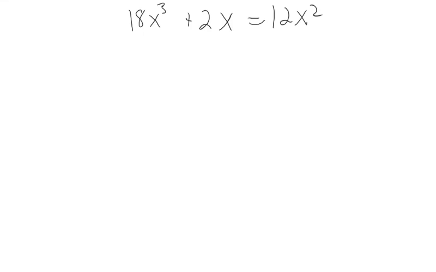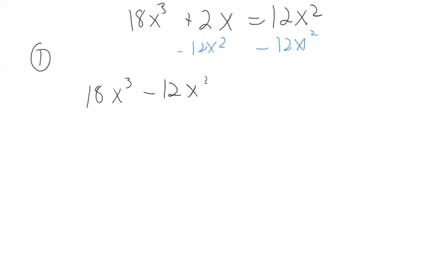18x cubed plus 2x equals 12x squared. So, again, doing the step process here. Step 1, get this thing equals 0. So I can do that by minusing a 12x squared, not 21, from both sides. So I get 18x cubed minus 12x squared plus 2x equals 0.